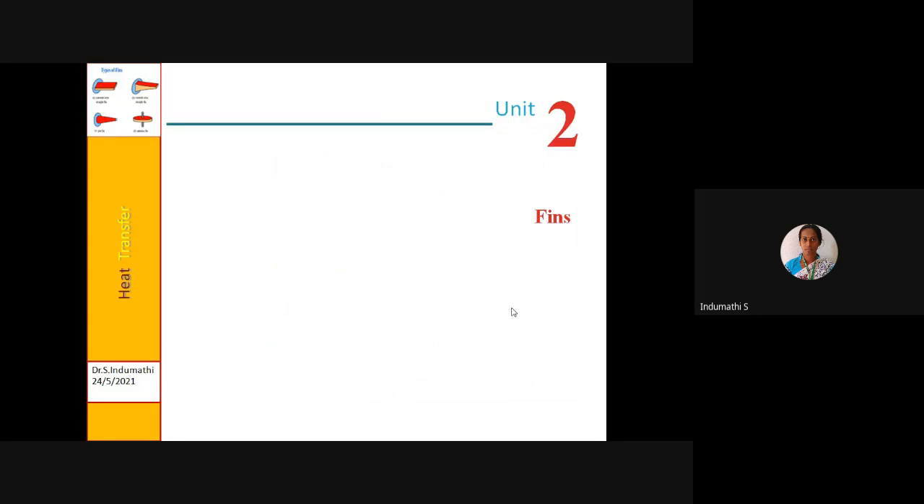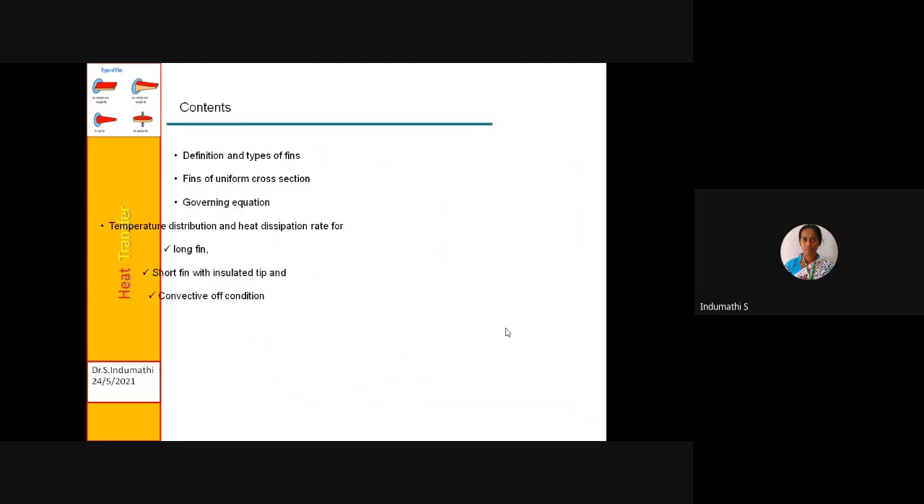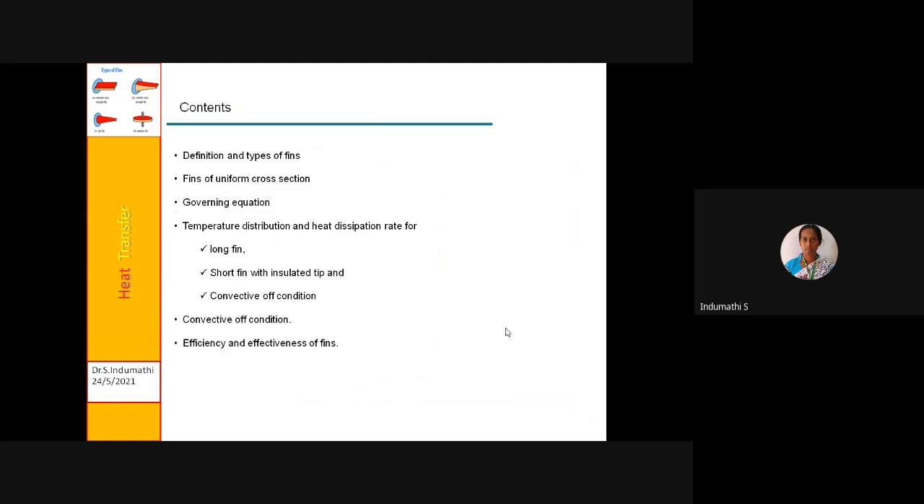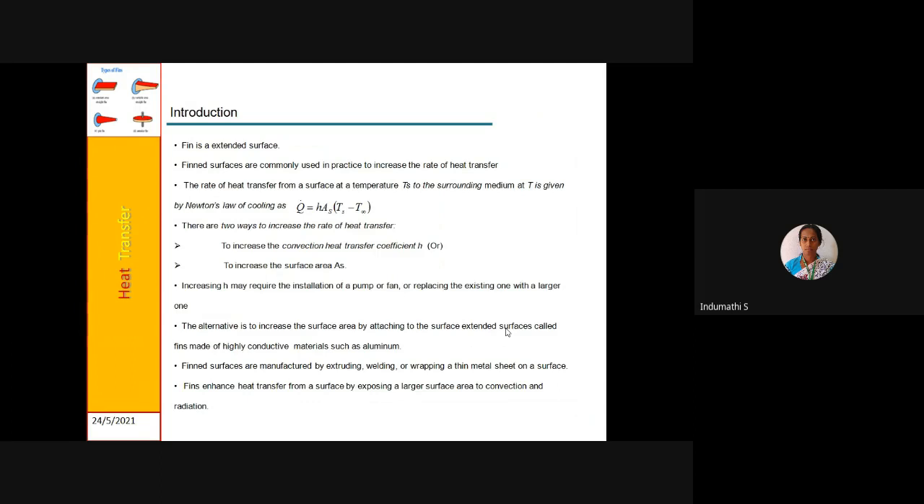In this video, we will look into Unit 2. The title of Unit 2 is Fins. And these are the contents of Unit 2. Definition and types of fins. Fins of uniform cross-section. Governing equation. Temperature distribution and heat dissipation rate for long fin, short fin with insulated tip and convective condition. So these are the contents of your fins. In addition to that, efficiency and effectiveness of fins will be discussed.